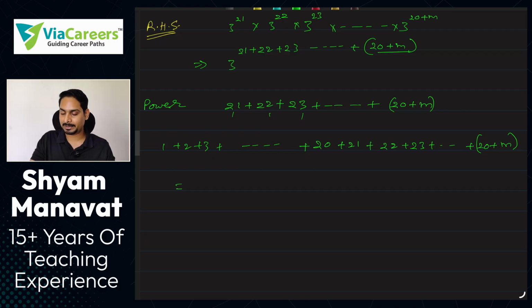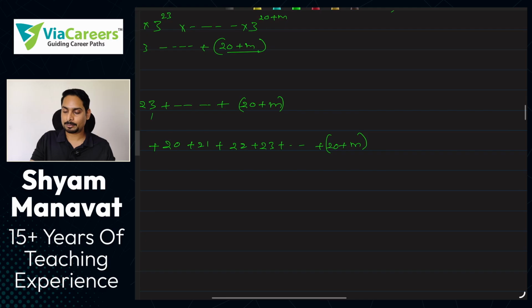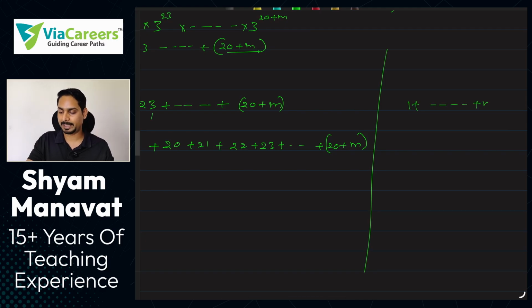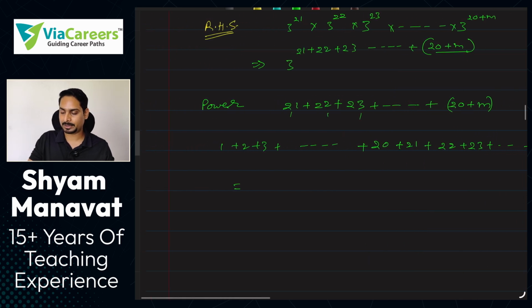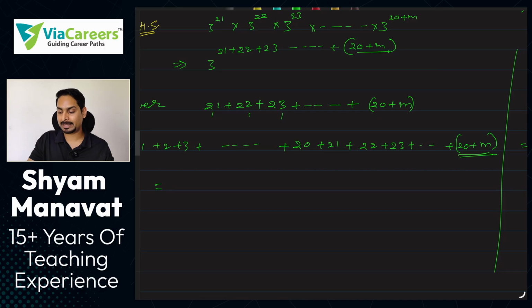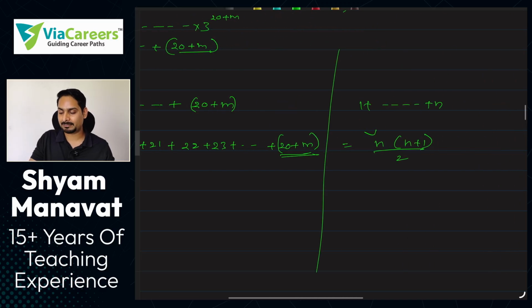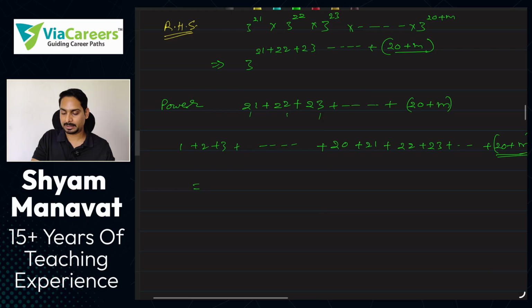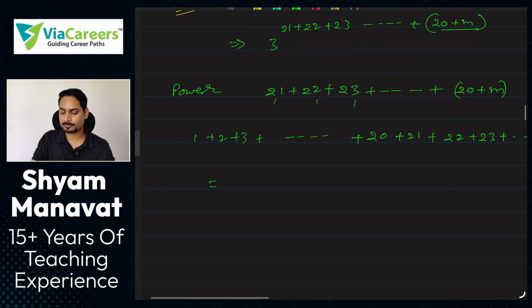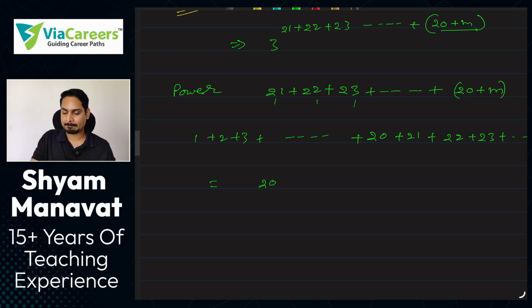So now this should be equal to, if it is from 1 up to n, the formula is what? n into n plus 1 by 2. That's the formula. So here the last term is what? 20 plus m. So instead of n, we will use 20 plus m. So here I will write it like 20 plus m into 20 plus m plus 1 by 2. अभी खत्म नहीं हुआ, समझना.